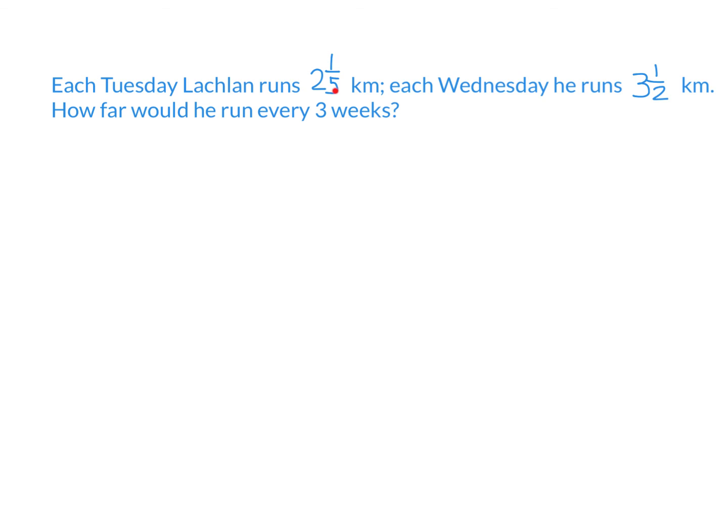So Lachlan runs this far every Tuesday, this far every Wednesday. We're going to calculate how far he runs every 3 weeks. So first, let's calculate how far he would run each week. Well, all we have to do is add together the distances. This is how far he goes on Tuesday. This is how far he goes on Wednesday. So to add these two mixed numbers, we're going to convert to improper fractions.